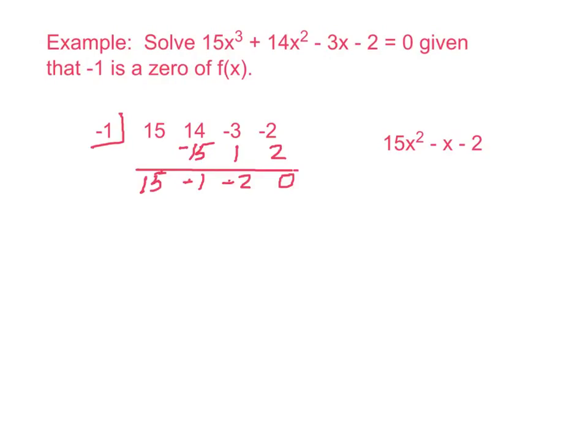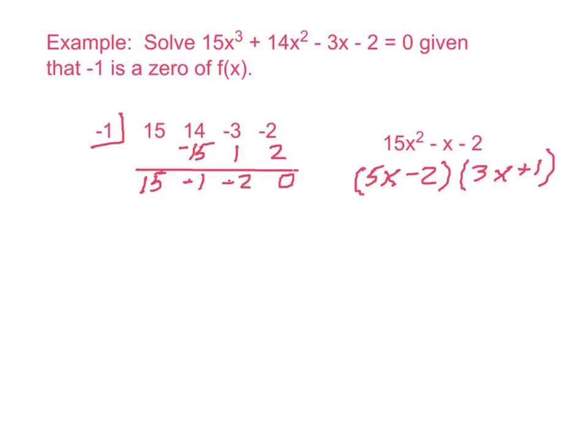Well, this is just a standard trinomial, which is factorable. So if I were to factor this, I would find that this comes out equaling 5x minus 2 times 3x plus 1, which gives me all the zeros for my original cubic polynomial.